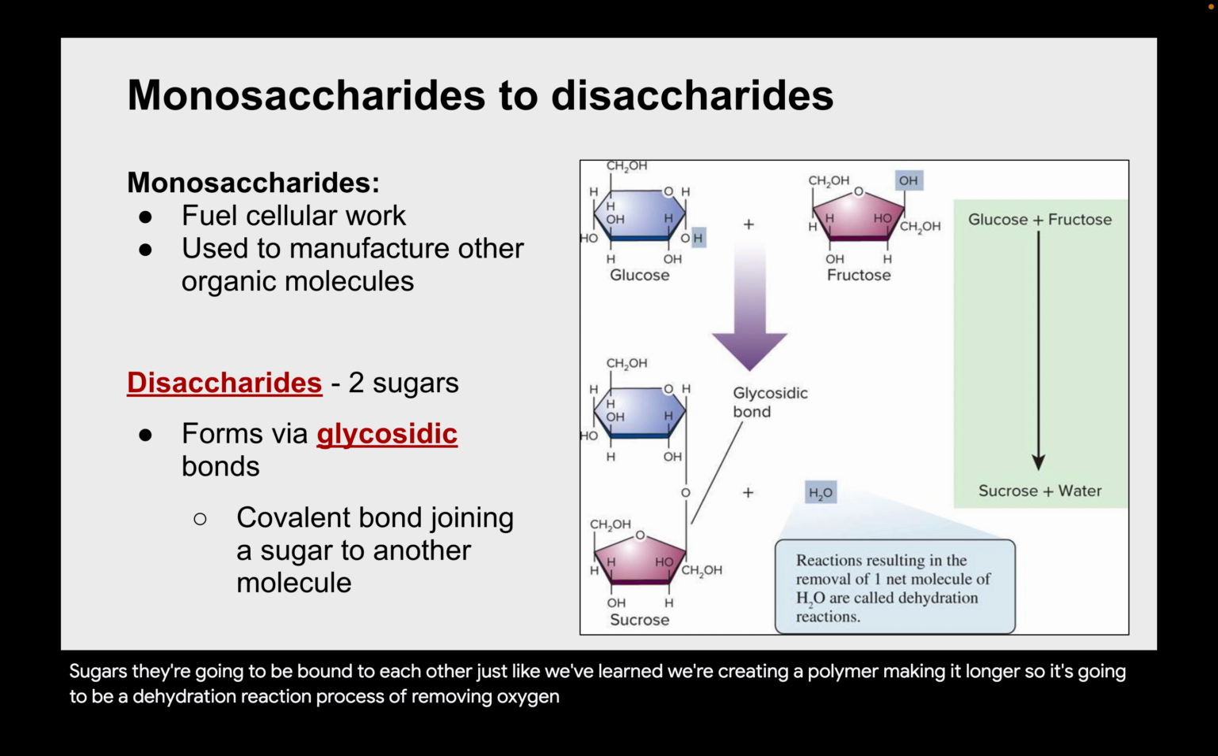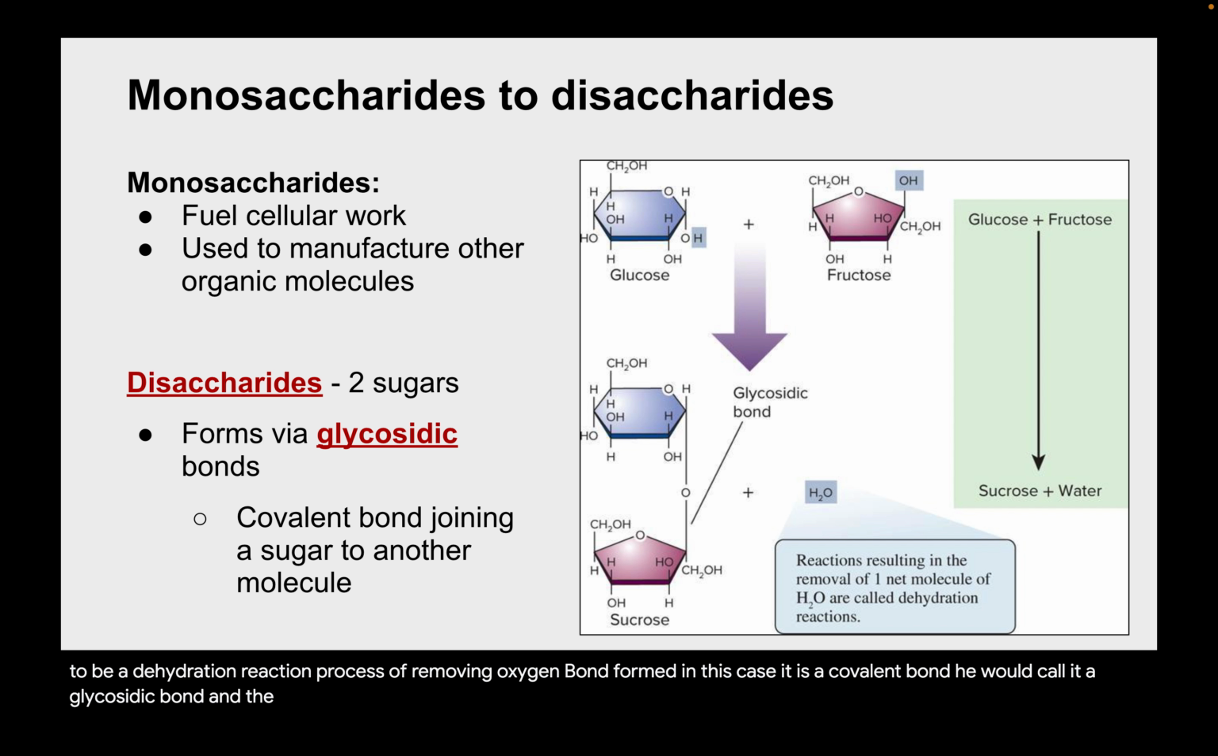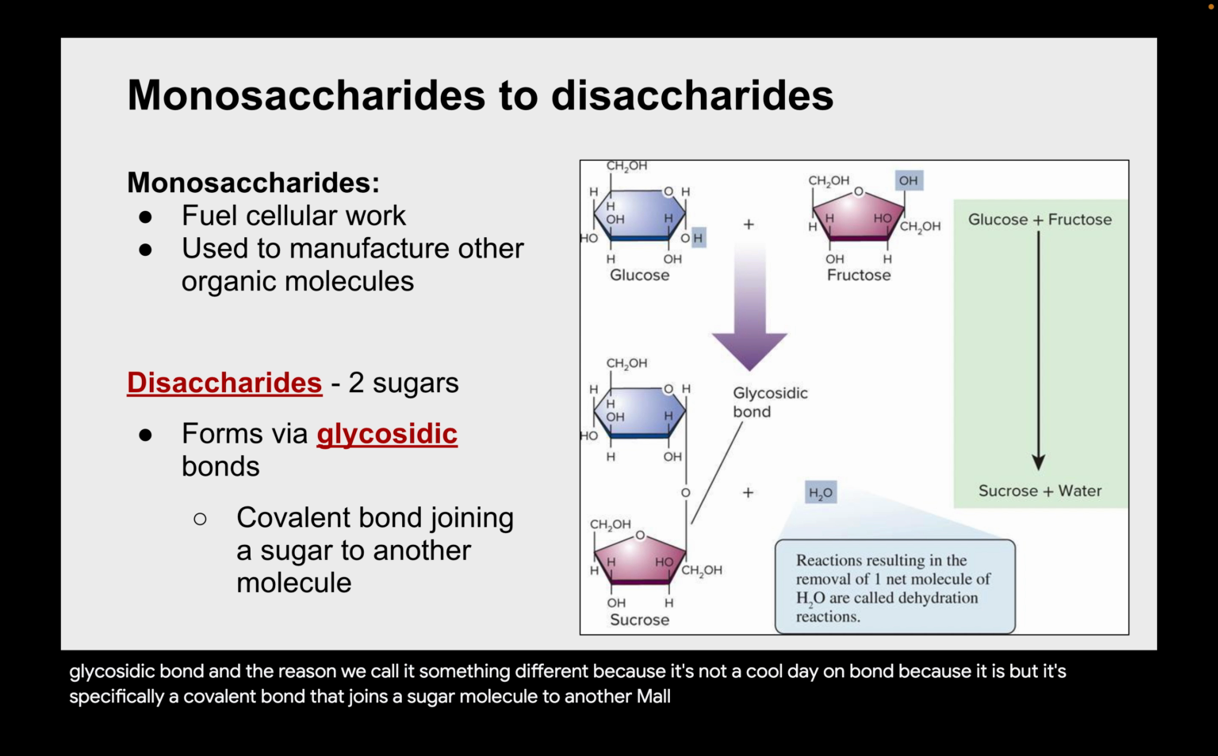The specific bond formed in this case is a covalent bond, but we would call it a glycosidic bond. The reason we call it something different isn't because it's not a covalent bond, because it is, but it's specifically a covalent bond that joins a sugar molecule to another molecule. So this could be a sugar molecule to a sugar molecule, or a sugar molecule to something that's not a sugar. But if it involves a sugar molecule and it's a covalent bond, we would say it's a glycosidic bond.